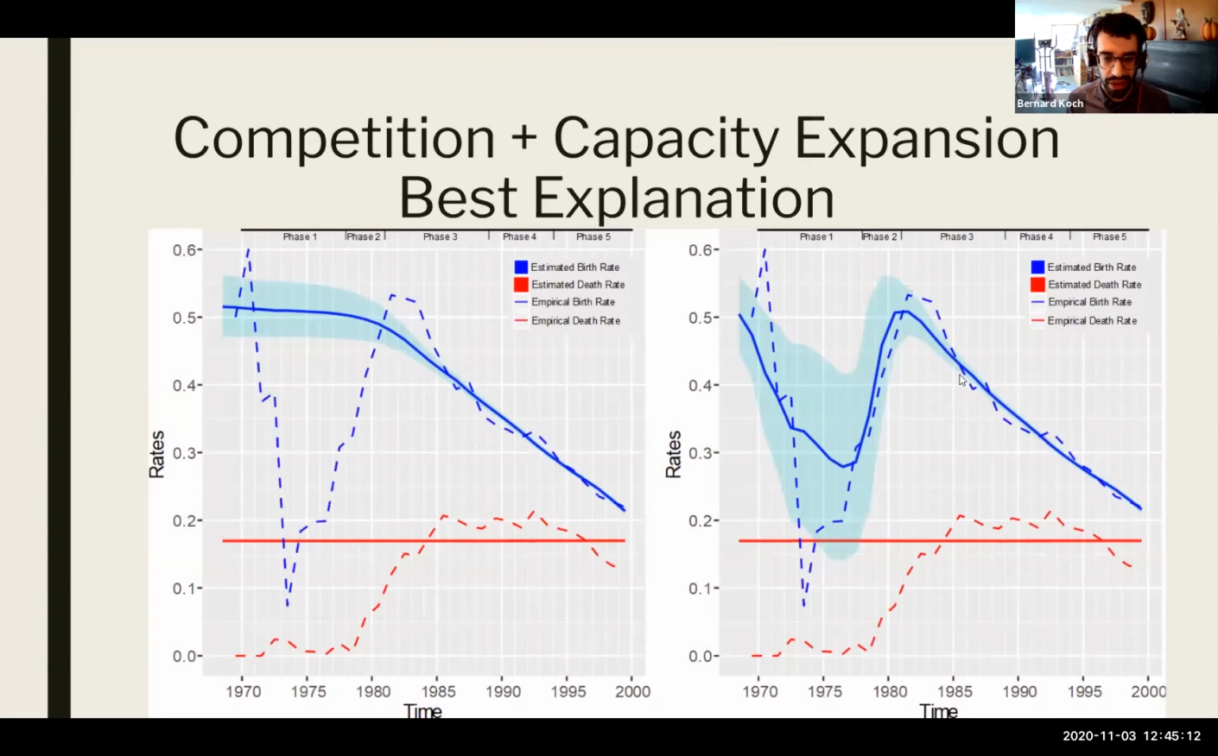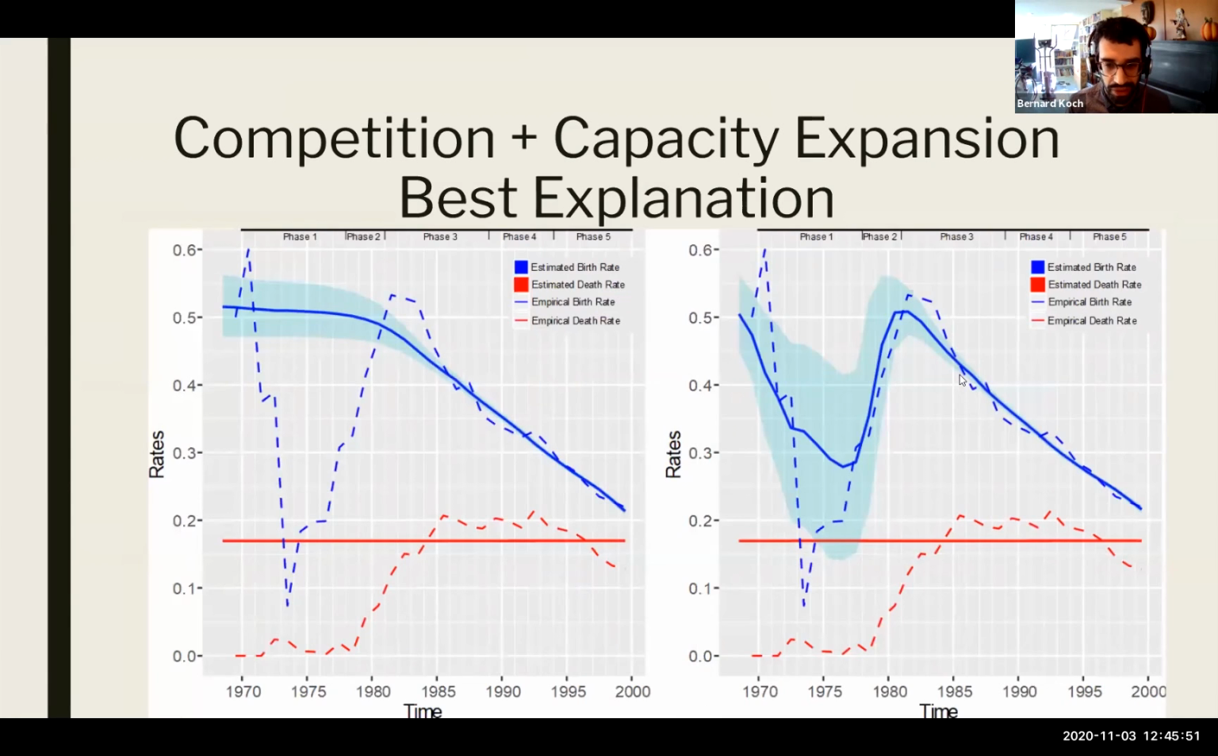When you look at the data here, these are the estimated birth rates in blue, the empirical birth rates, and the birth rates with the model fits in the dashed lines. The competition model fits okay from 1987 on, let's say, but it's really cool that just by having competition with this logistic curve growing carrying capacity from 1968 to 2000, it fits the whole trajectory of the birth rates pretty well.